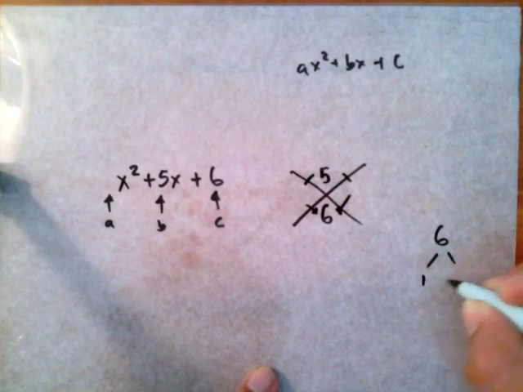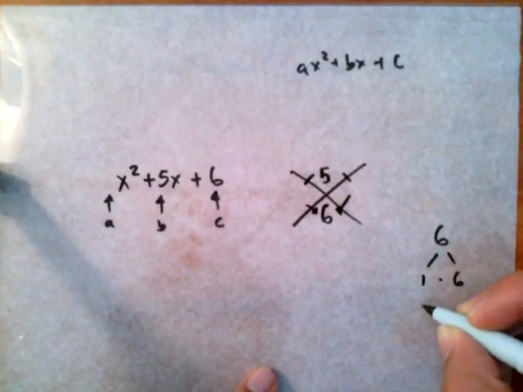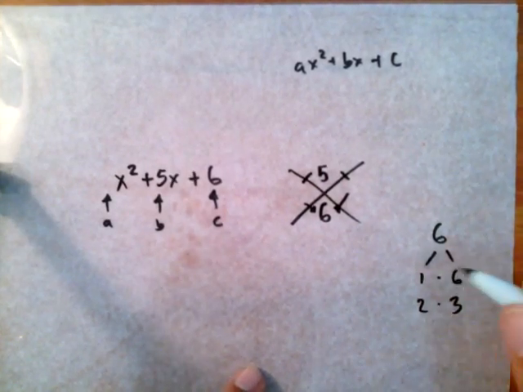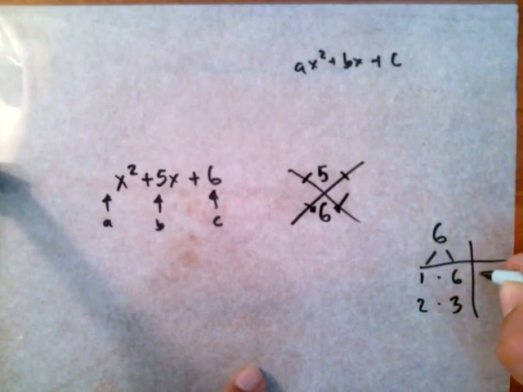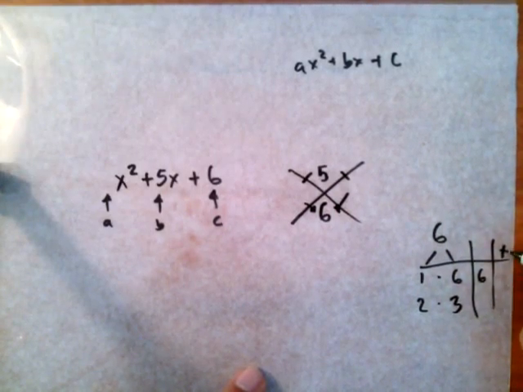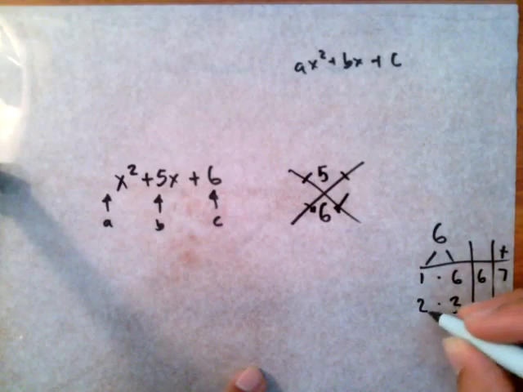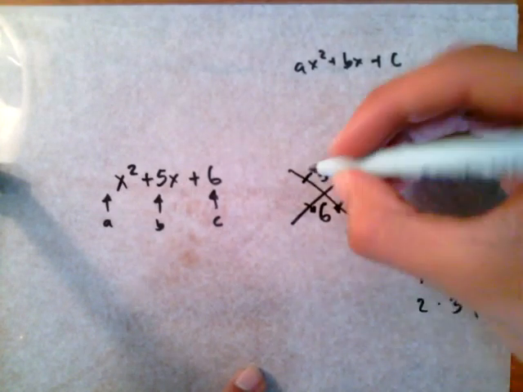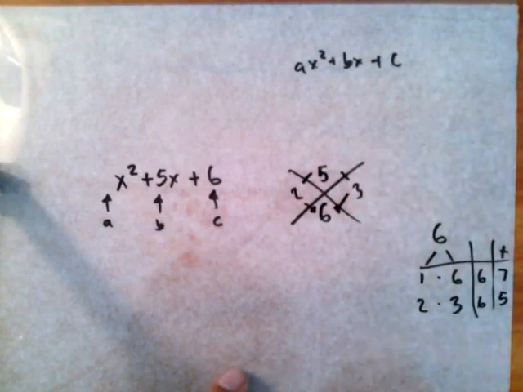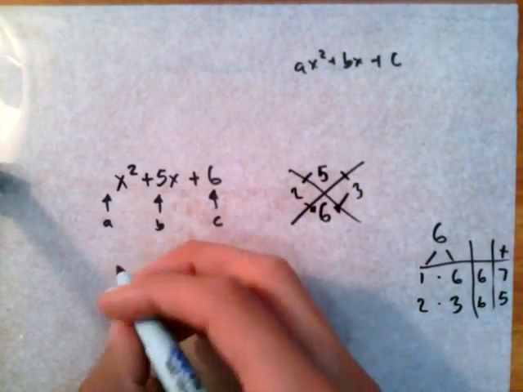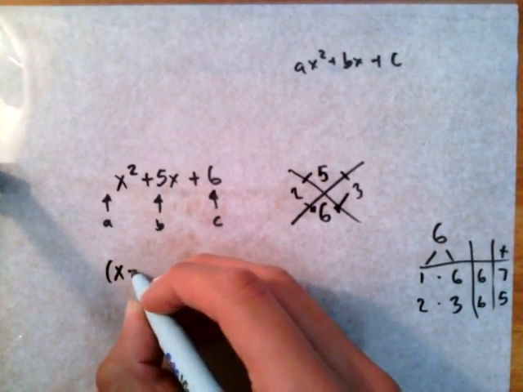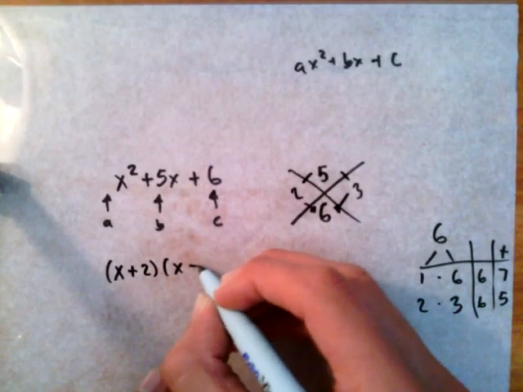We know that 1 times 6 is a factor. Another one could be 2 times 3. So for example, if we tried 1 times 6, we would get 6, and their sum would be 7. Whereas 2 times 3 gives us 6, and their sum gives us 5. So we place 2 and 3 over here, and now we know our two distinct factors. So we're going to have x plus 2 and x plus 3.